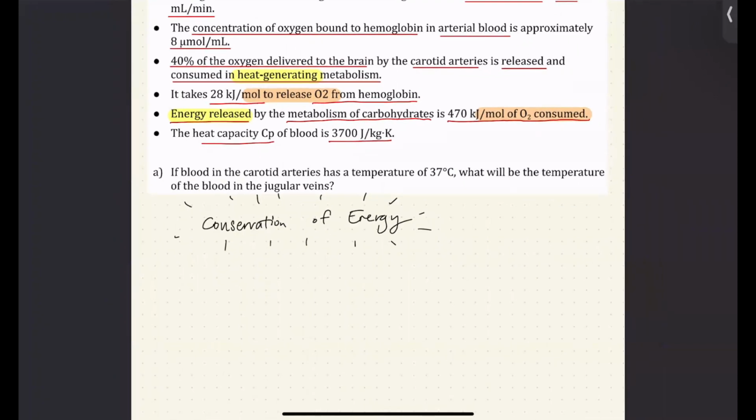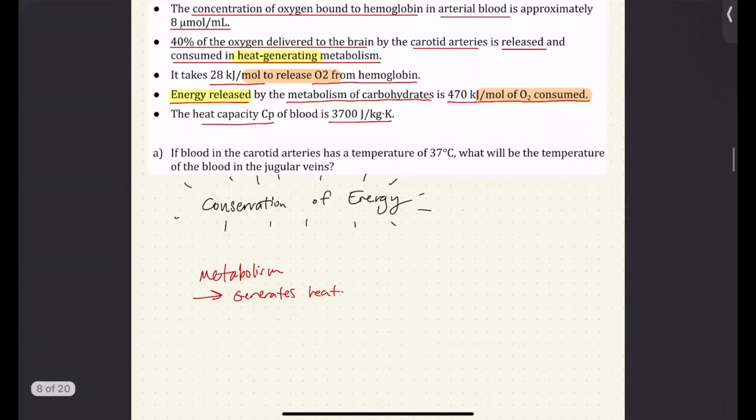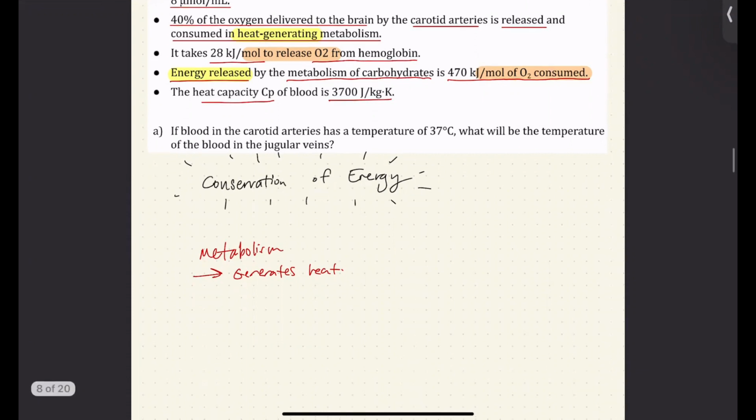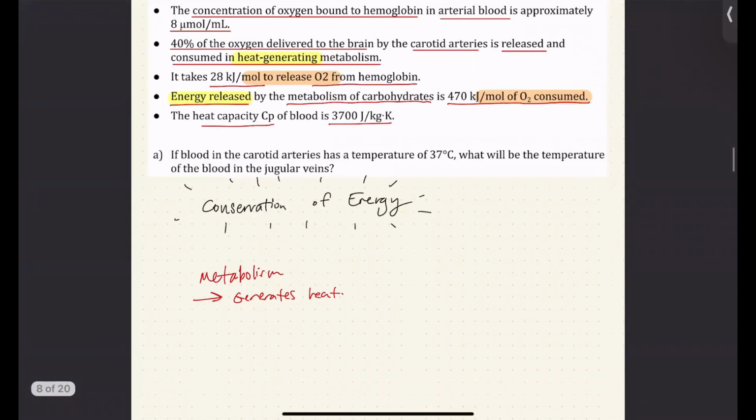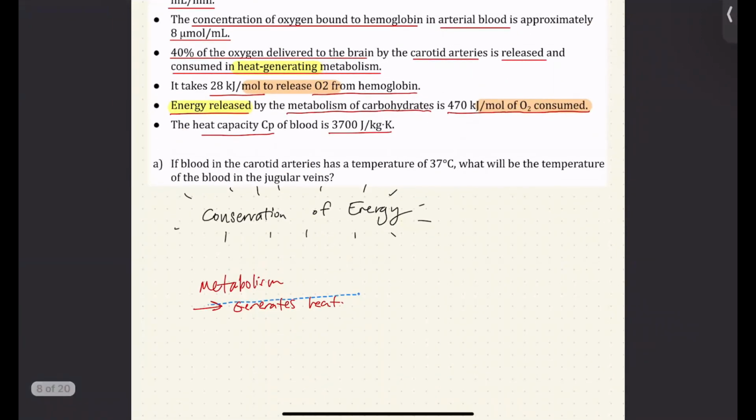Well, it looks like we have heat-generating metabolism, right? So we have metabolism, right? Our metabolism generates heat, right? So we know metabolism generates heat, okay? And it's asking, right, what is this metabolism? Well, metabolism is in 2 steps, as we can see above. It first occurs, right, in what? The blood, right?